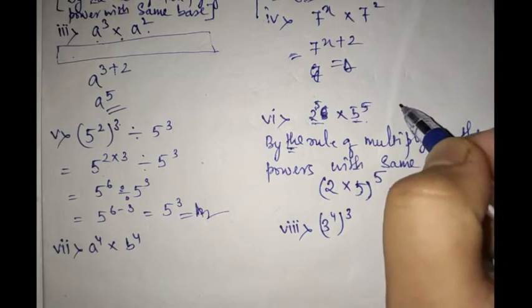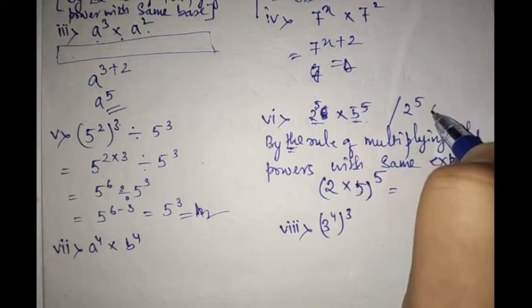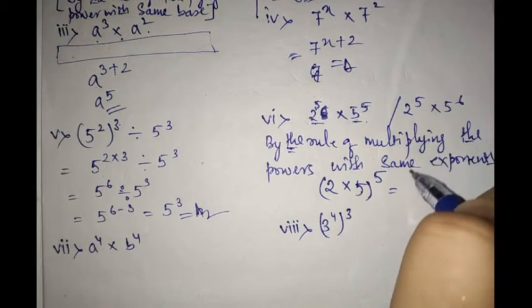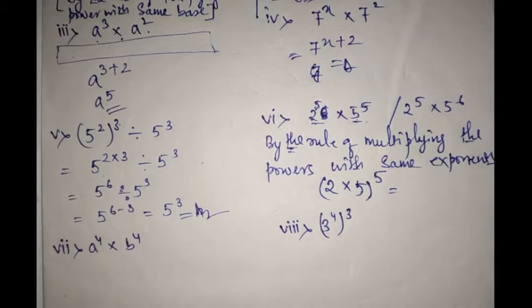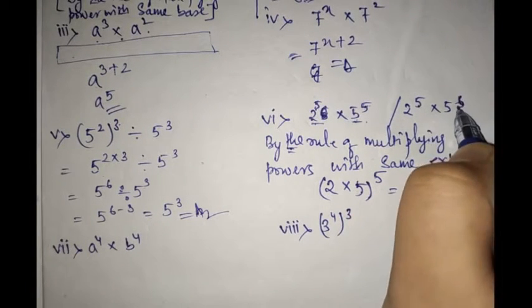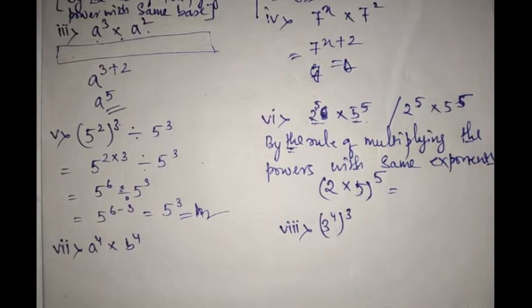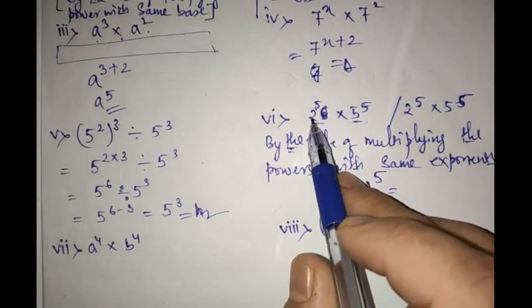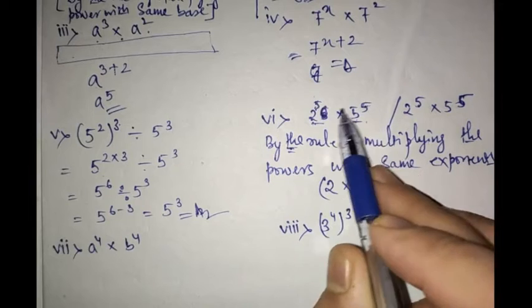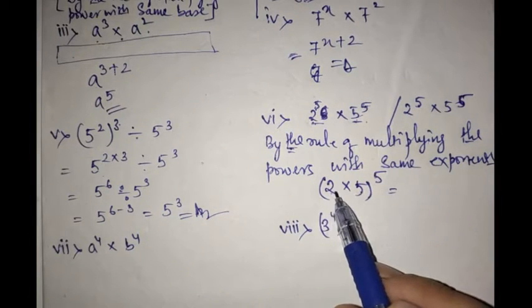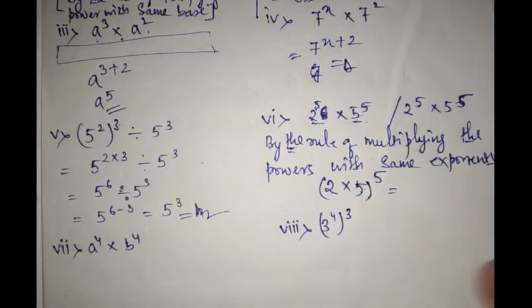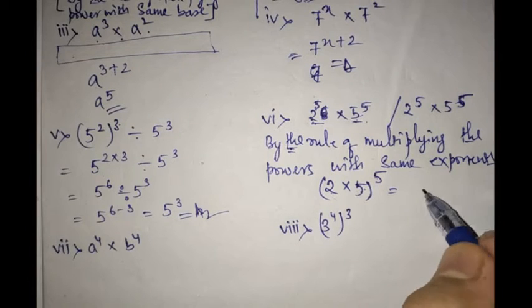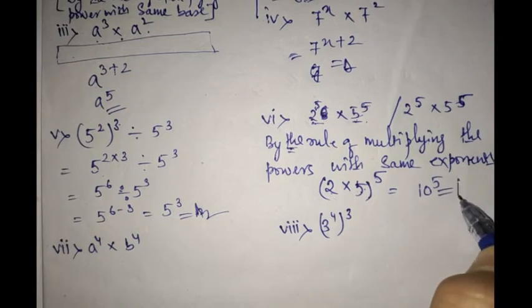Suppose you have another question, say 2 to the power 5 and 5 to the power 6. In such a condition you cannot apply this rule, because you have to have the same exponent, otherwise you will not be able to apply this rule. Okay, so here you have the same exponent but different base, so in such a condition you will multiply the base and write one exponent. So 10 to the power 5 is the answer. Okay, I hope you have understood this.